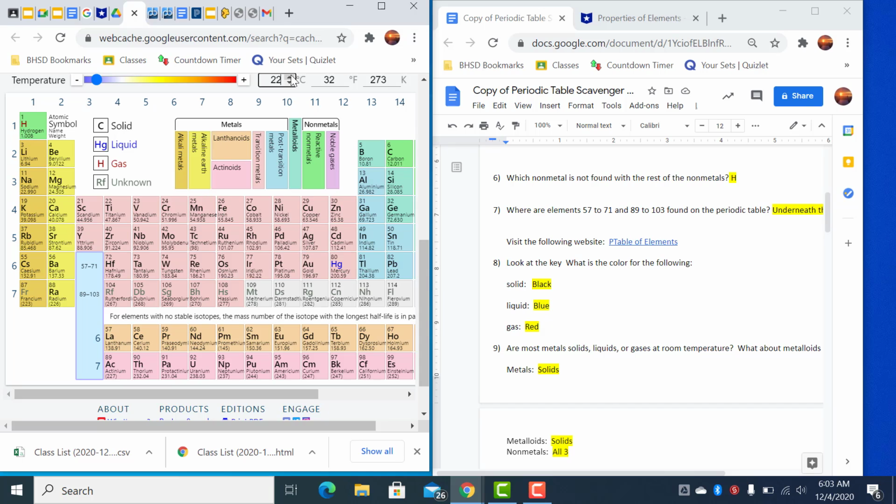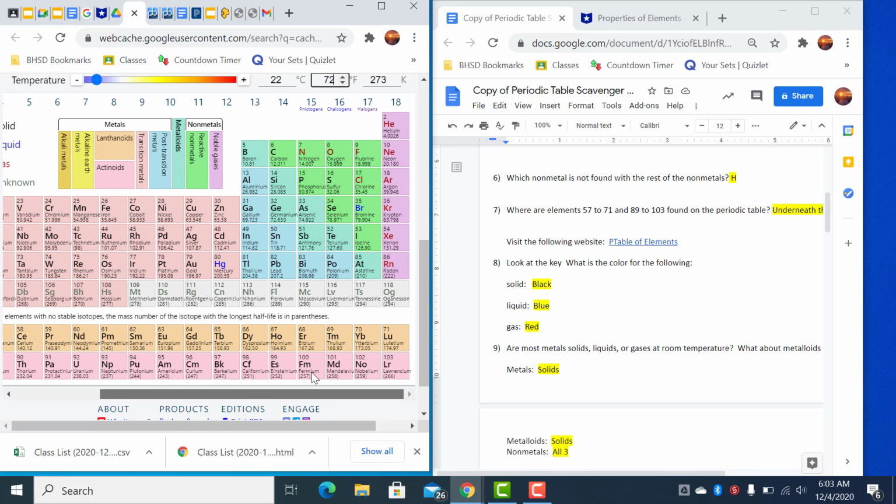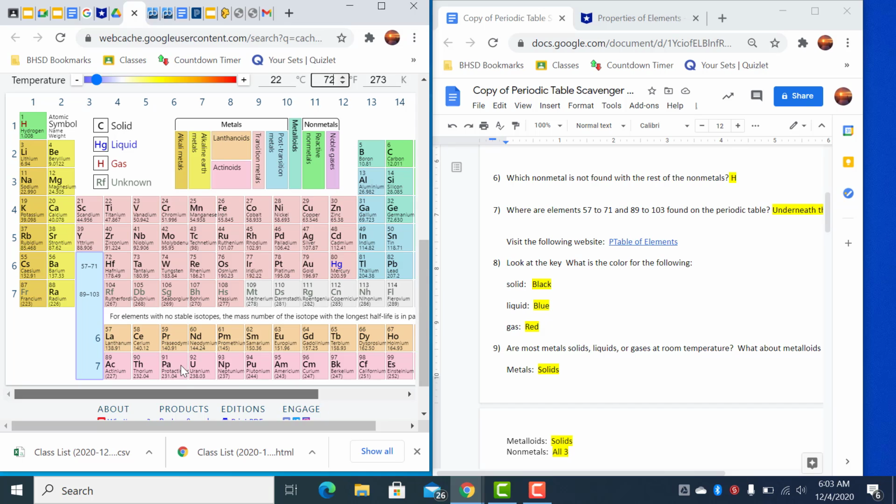22 degrees Celsius is room temperature, and that's 72 degrees. I don't know why the whole thing didn't update when I put this in, but okay. That's accepted room temperature. And none of our elements changed that we were looking at. Okay, are most of the metals solid, liquids, or gases? Well, they're all solids except for mercury, this one down here, Hg. That's the only metal that's a liquid at room temperature. All the other metals are solids.